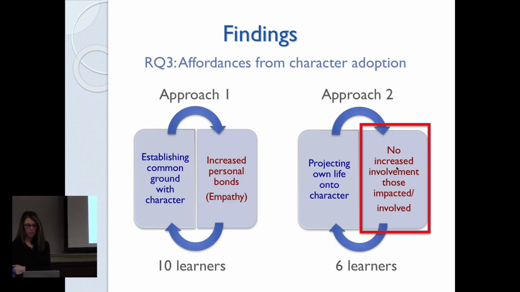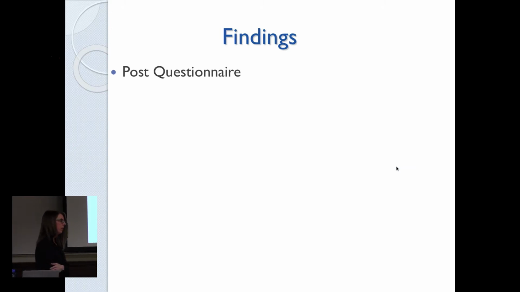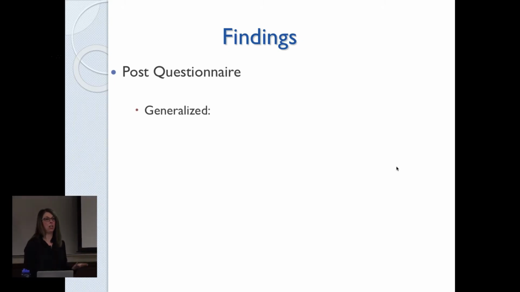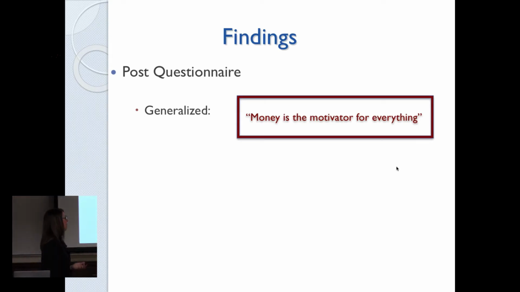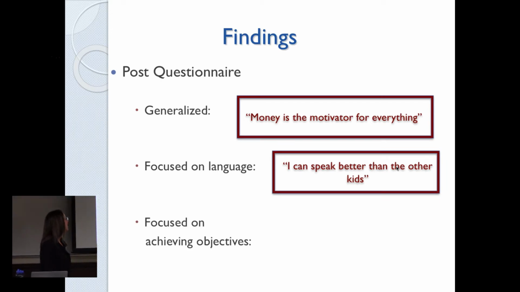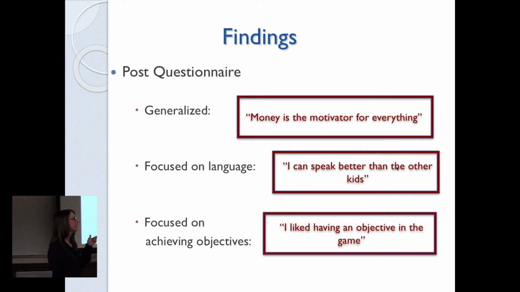On the other group, their post-questionnaire comments didn't include any of those types of comments that we just saw. So I looked at what they did talk about, and I found three trends among these learners. The first was generalized statements. This is an example: money is the motivator for everything. Just generalized things that you might argue are kind of cliche. They also focused on language. One student said, I can speak better than the other kids. And they focused on achieving objectives. These students tended to say things about having an objective or an agenda in the game.